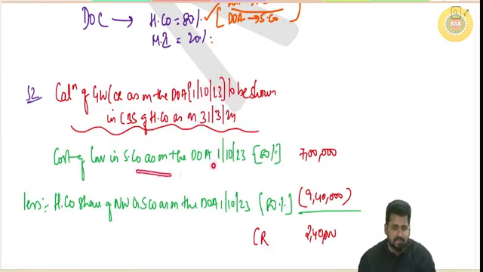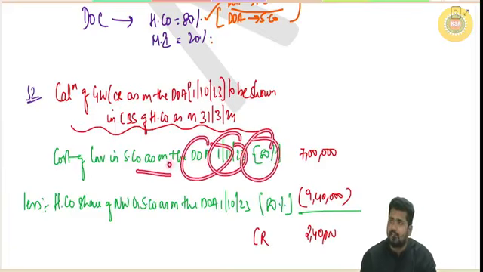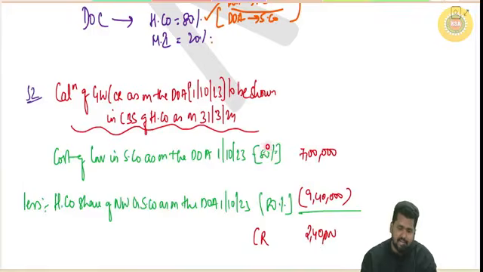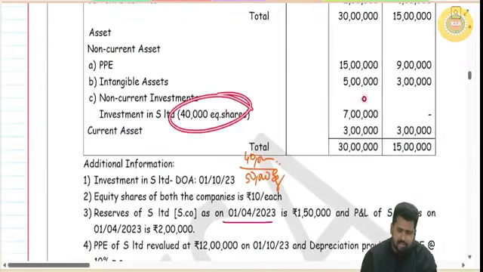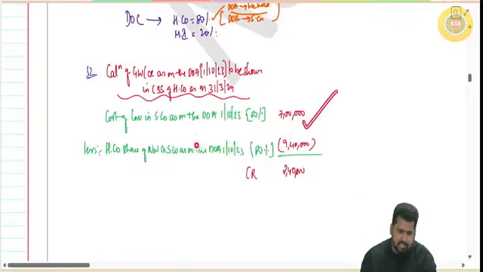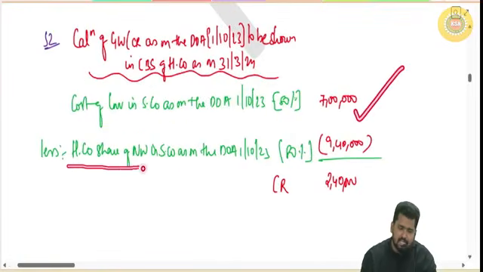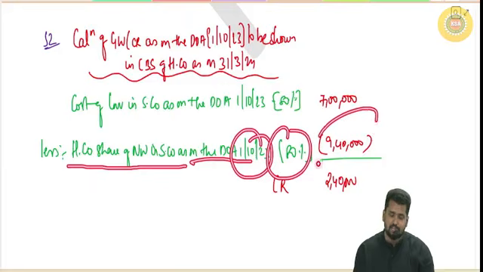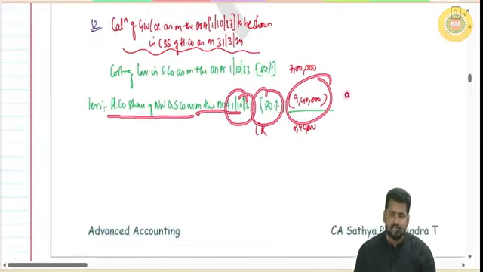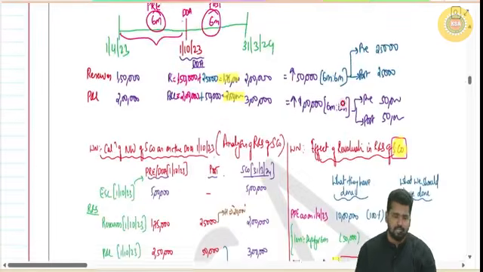Cost of investment in subsidiary company as on 1st October. Correct? On that day we are having 80% control. For that, how much we are paying as per the question? For that 40,000 we are paying 7 lakhs. So first component is done. Next component is holding company share of net worth in subsidiary company on the date of acquisition, 80%. For this we have to do the calculation. Correct? How many approaches are there? 2 approaches are there. Correct?